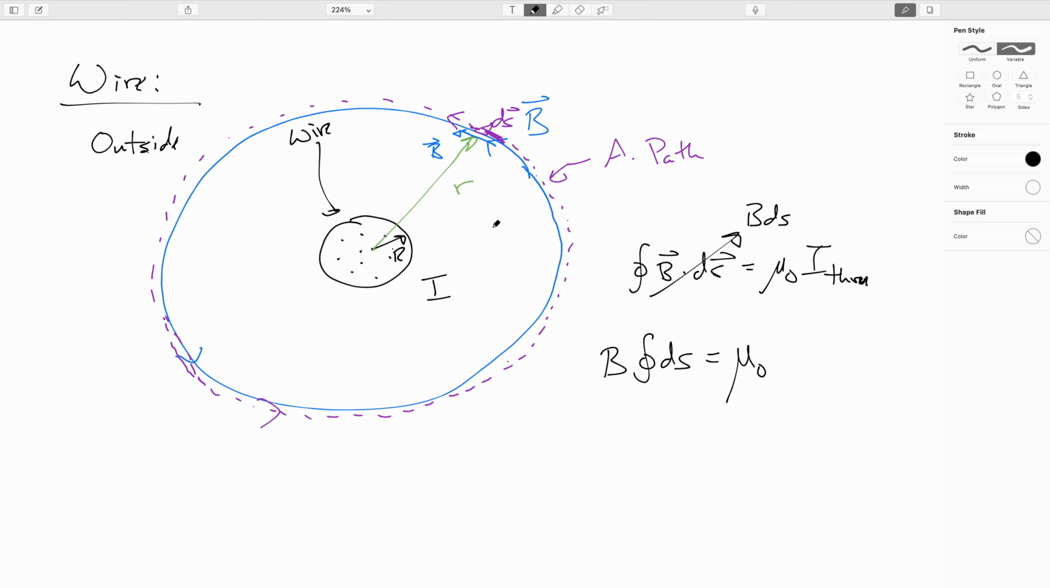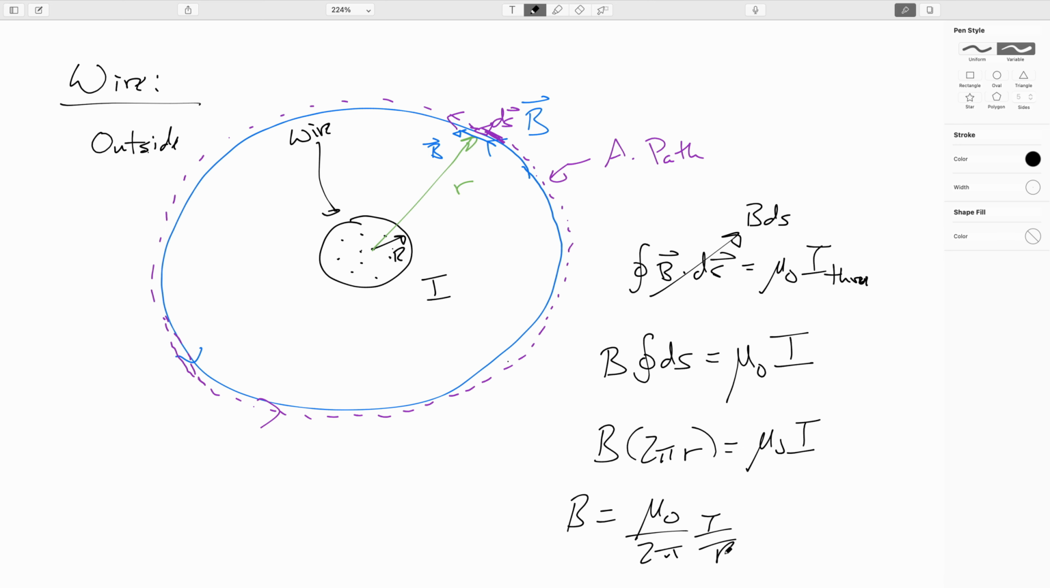If I take my right hand and curl my fingers to match my Amperian path going counterclockwise here, my thumb points out of the screen. So out of the screen is the positive direction, so this will be a plus I for my I through. Well, this integral of ds is just going to be the circumference of the circle. If I integrate this over an entire circle, I'm just going to get 2 pi r. So I get that B times 2 pi r is equal to mu naught I, or B is equal to mu naught over 2 pi times I over r, which is exactly what we got before.